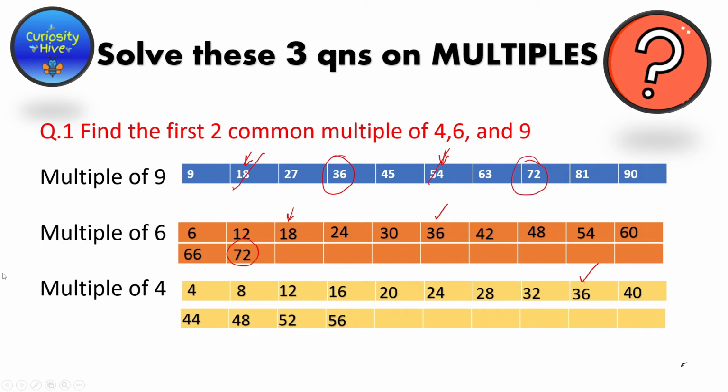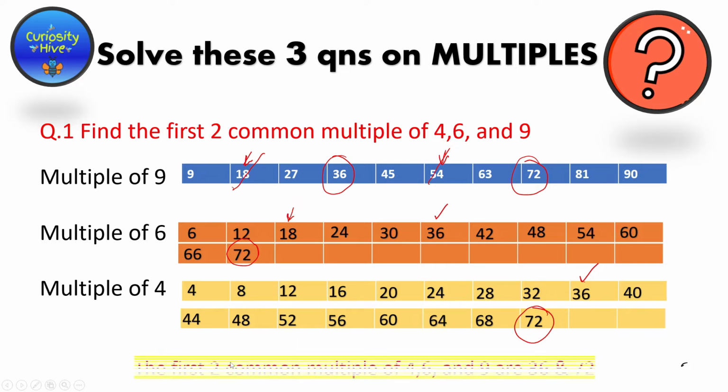Now let's see if multiples of 4 has 72. So we are at 56. We'll go on adding 4. We get 60, 64, 68, 72. So yes, we do find 72 as well, which is common for all the three numbers. So we get the first two common multiples of 4, 6 and 9 to be 36 and 72.